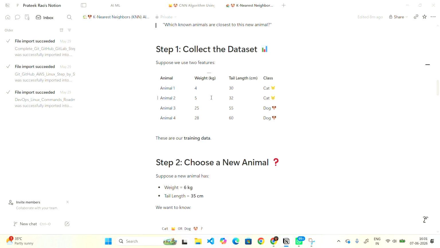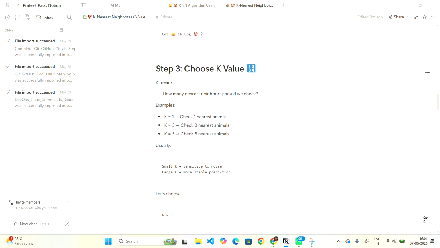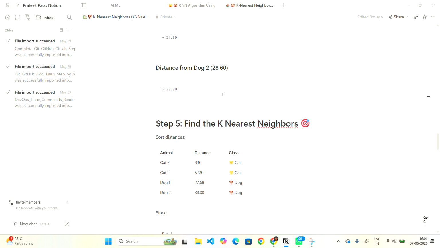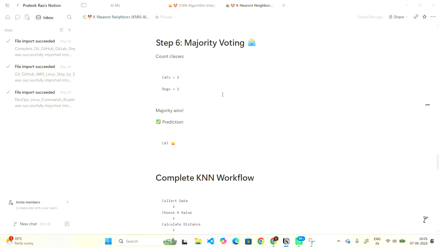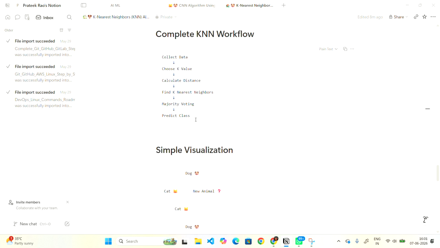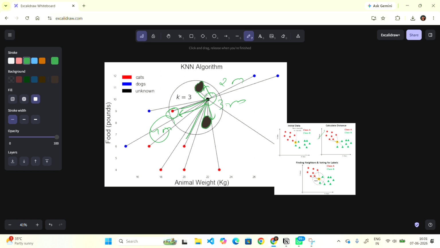First, we are going to collect the data. Then we choose the new animal, choose the k value, calculate the distance, right? Find the nearest neighbors, and majority voting is going to happen. This is the complete workflow. We collect the data, then choose the k value, calculate the distance, find the k nearest, do majority voting, and predict the class. Majority voting is saying that it is similar to the cat because a total of two data points are in the red and only one is in the blue.